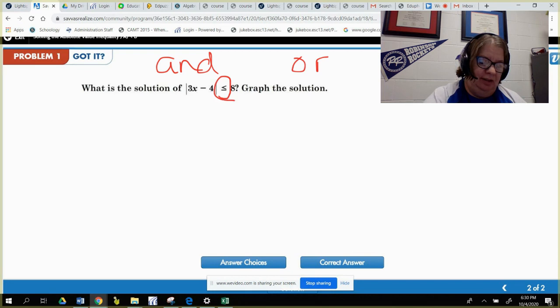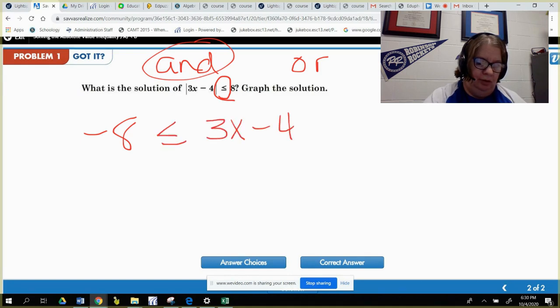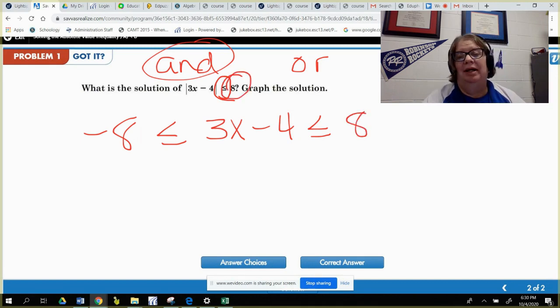Because I have a less than or equal to, it's going to be an and. So I'm going to put -8 over here, less than or equal to 3x minus 4, less than or equal to positive 8. This is the number that changes sign. It can be 8 or -8. Just think about your number line. If that distance is less than 8, it can't go past this -8, and it can't go past this positive 8. It would be somewhere in between there.